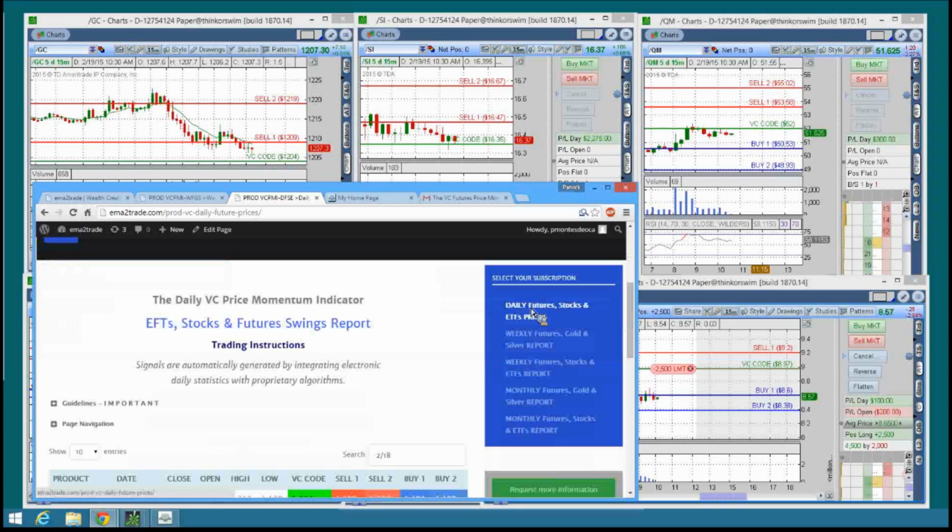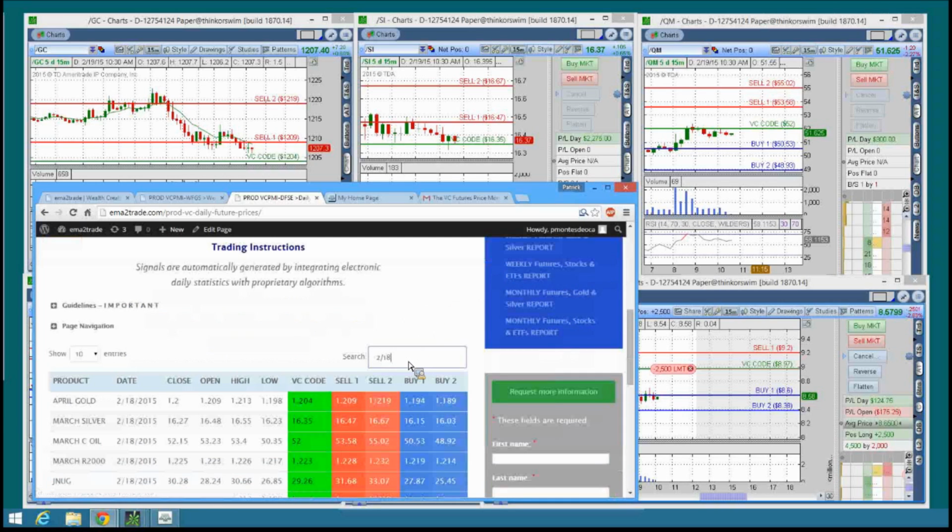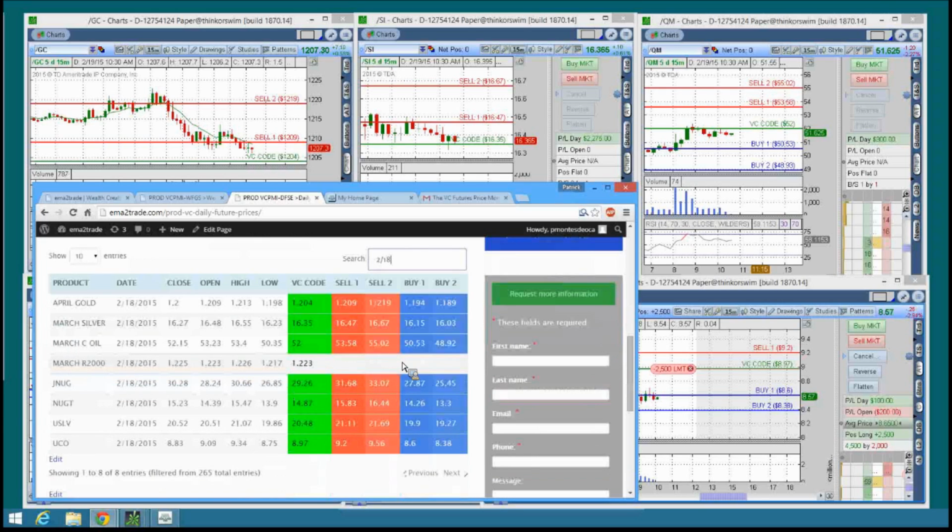If you want to take a look at the daily futures, stocks and ETFs for day trading, which is the algorithms that you see in the room, then click on that. On the search window, if you click on the date of the algorithm, which was yesterday's close, always yesterday's information, statistics is what we use to identify tomorrow's trading ranges, support, resistance levels, and trading opportunities. In this case, we're using the closing price of the February 18th report that was published yesterday. This report is published every night by 7 o'clock Pacific Standard Time.